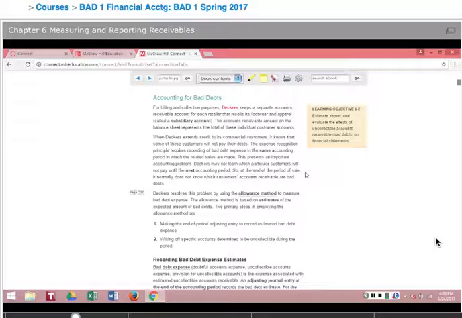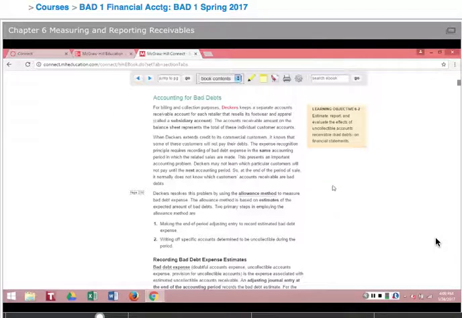The accounts receivable account is what we call a control account in the general ledger. We also have an accounts receivable subsidiary ledger, and this subsidiary ledger is comprised of all the individual customer accounts. So at any given point in time, if you add up all the balances in the subsidiary accounts, it should equal the debit balance in the accounts receivable account, which is the control account in the general ledger.